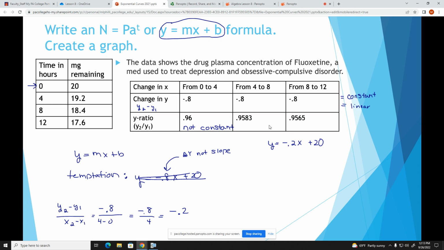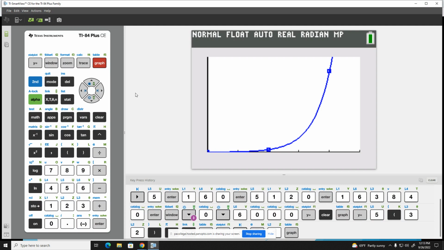In general, I would do the change values first, see that it's linear, and not even bother doing the y ratios, unless, of course, my instructor told me I had to. Now, we are supposed to create a graph, so we want to go to our graphing calculator to do that. We want to enter the data, and then we also want to enter our equation, and we want to see that that all matches up.